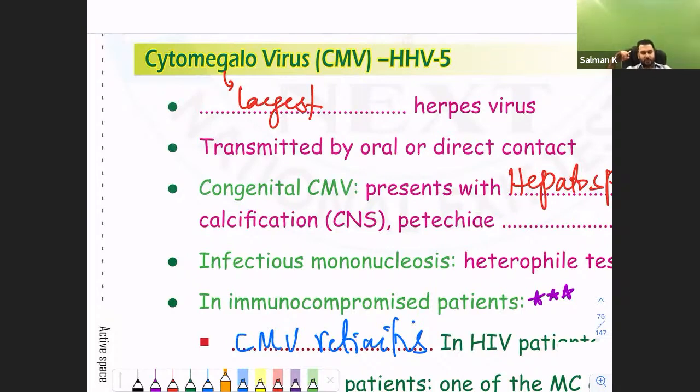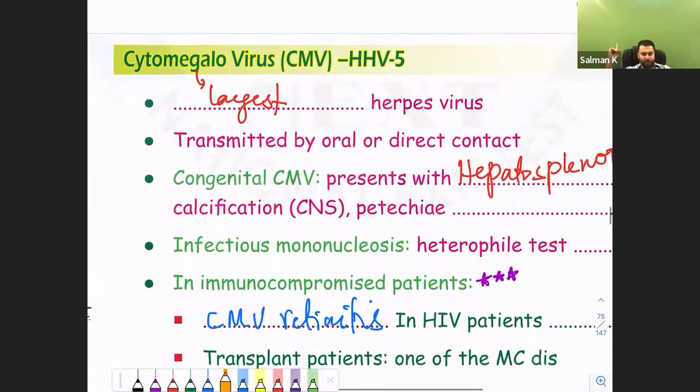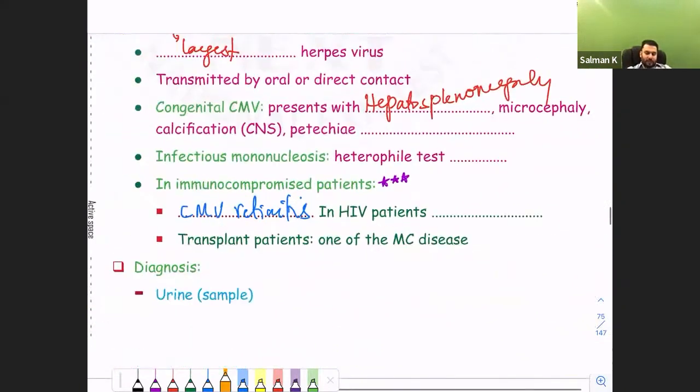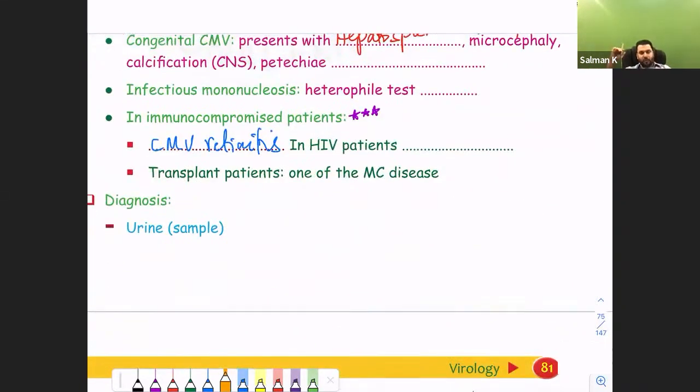Next, cytomegalovirus. Okay, the next one in the list. If you want to know something about CMV, cytomegalovirus, this would be it. It is the largest herpes virus, first of all. Next thing, in immunocompromised patients, what is it going to do? See, it's one of the TORCH infections. You must know this already.